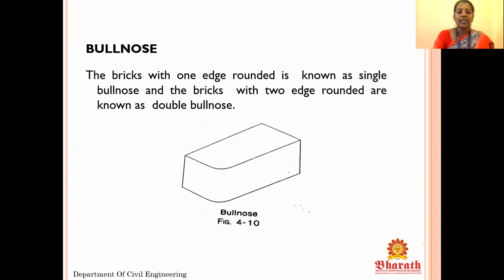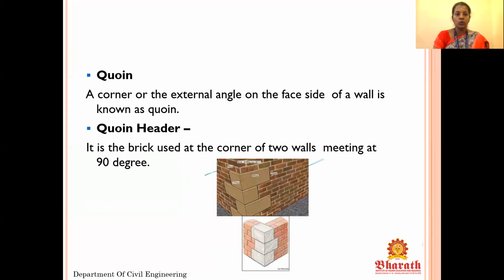Bullnose. In this diagram we can see the bullnose which we have already discussed. The example is given here. The brick with one edge rounded is known as single bullnose, and the brick with two edges rounded is known as double bullnose. Generally, bullnose is described as all the edges rounded, not sharp edges. That is called bullnose.